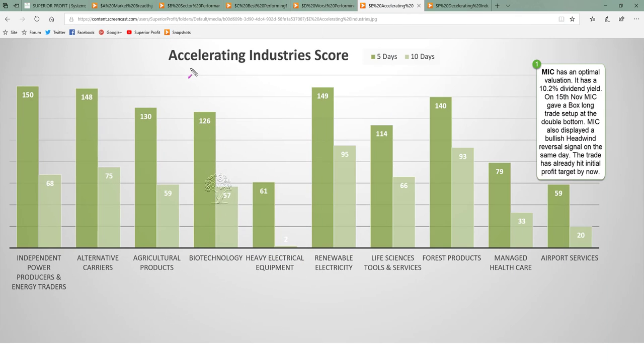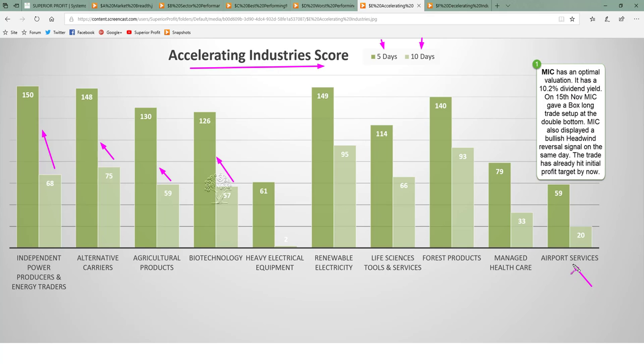The most accelerating industries, we are looking at their 5 days and 10 days scores. For all these industries, 5 days score is much higher than the 10 days score, showing they accelerated. These industries may not be in the front, but they are gaining strength rapidly. Therefore, you are going to look for buying opportunities in them.